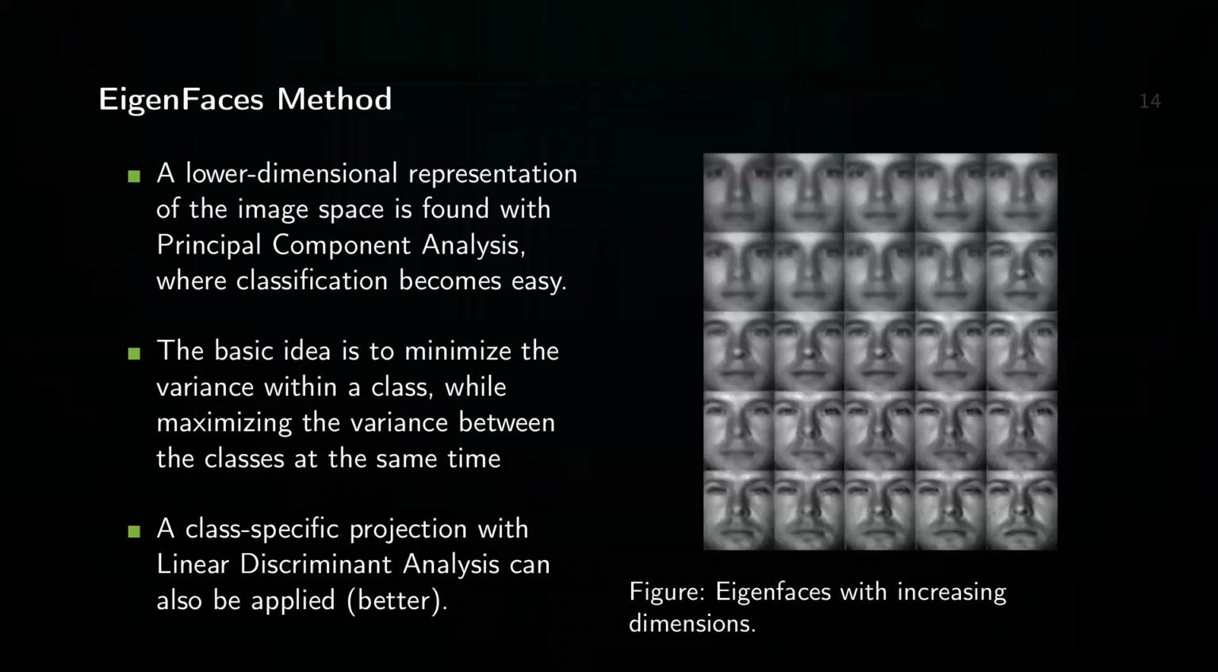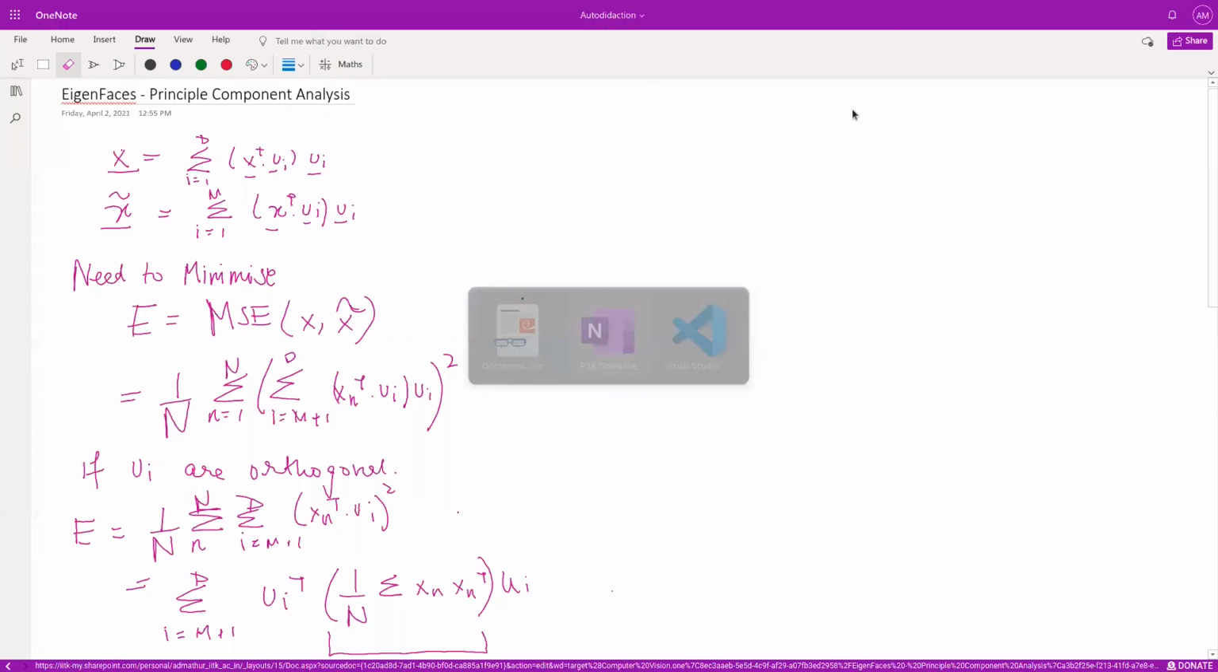The basic idea here, and in the next method as well, is to minimize the variance within a class while maximizing variance across classes. Here, actually, a class-specific projection with linear discriminant analysis can also be applied and actually works better. We'll see one or two slides from now. So let's now consider the derivation of principal component analysis.